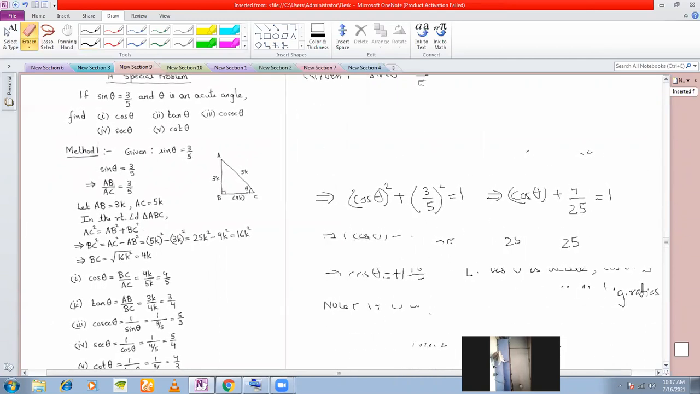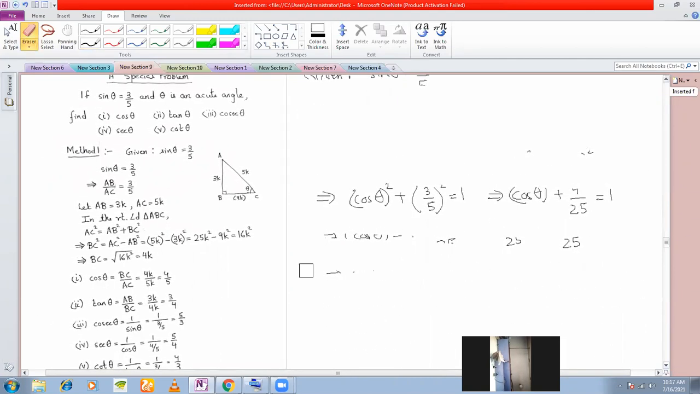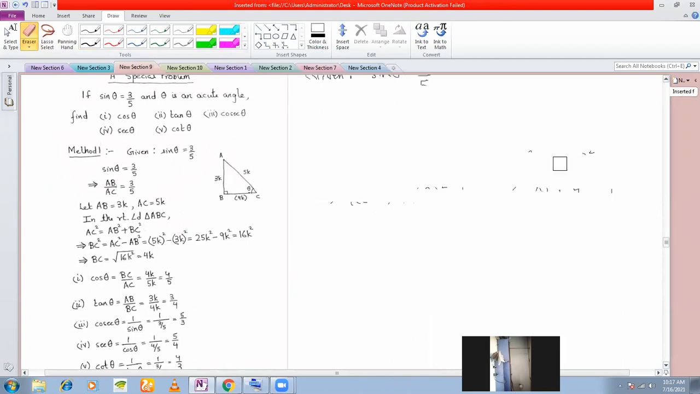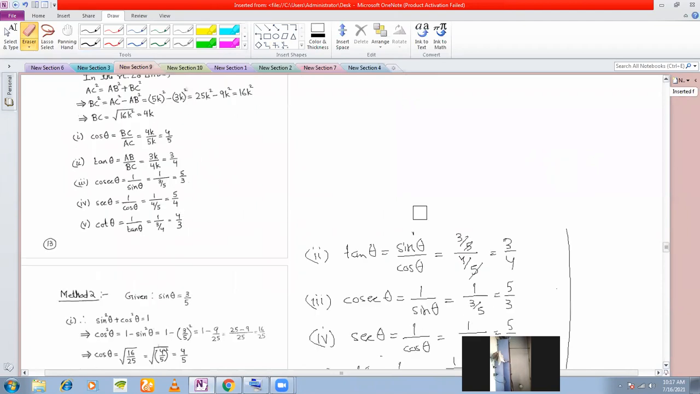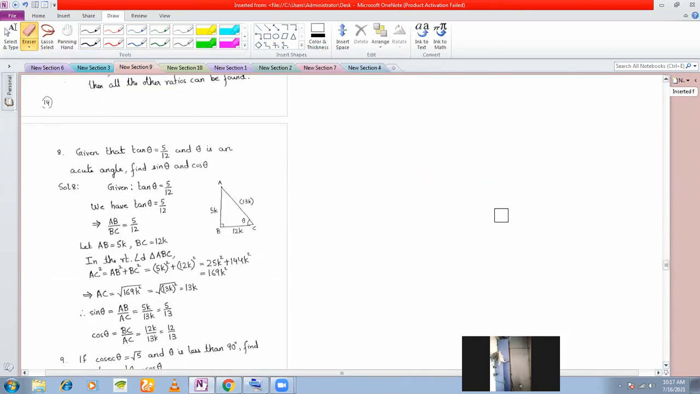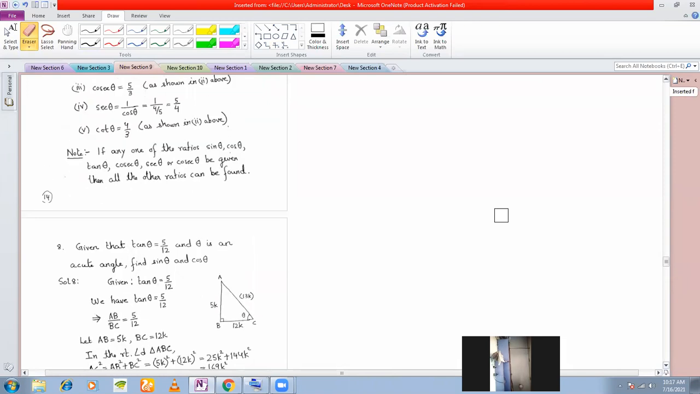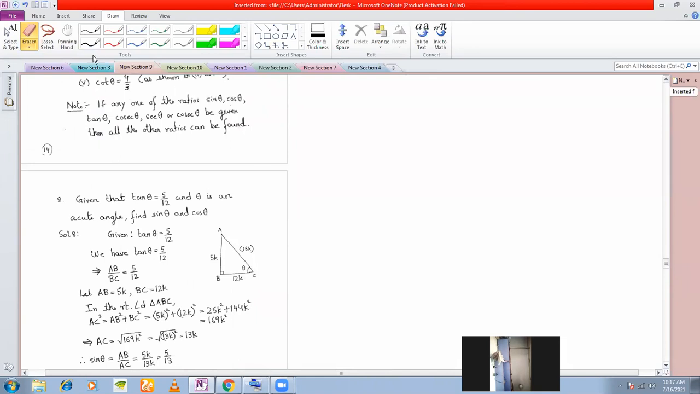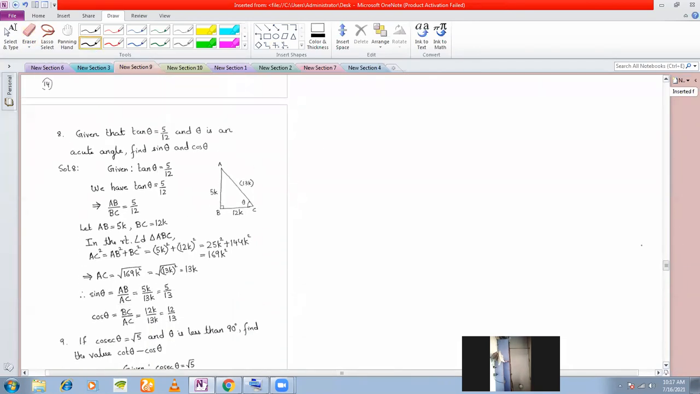Having discussed this, now let us move on to the next problem. The lesson that we get from this problem is that if one trigonometric ratio is given, you can determine all other trigonometric ratios. Once you know how to do this problem, all the other remaining problems that I'm doing will become very easy for you.